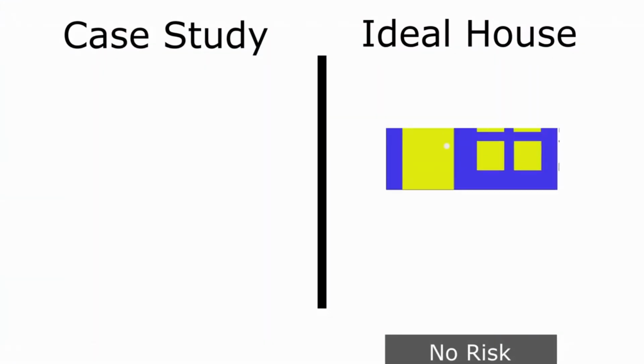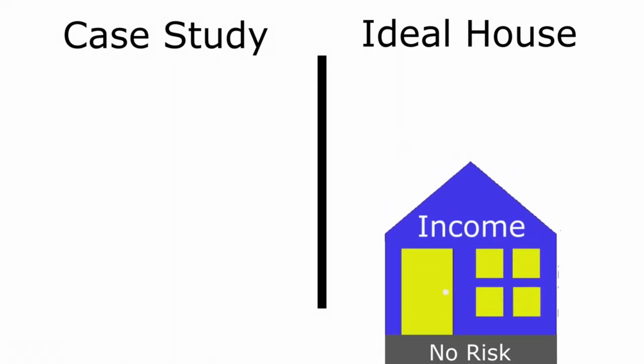That covers our foundation. Now we've got to put some walls in this house. Walls in financial terms are things that generate income. So what are things that generate income? Well, Social Security can generate income. Pensions can generate income. Annuities can generate income. And bonds can generate income.